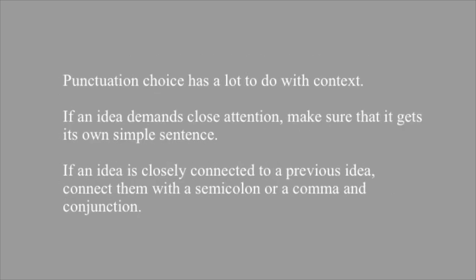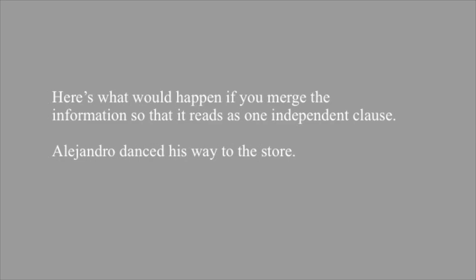The way you punctuate has a lot to do with context. If an idea demands close attention, make sure that it gets its own simple sentence. If an idea is closely connected to a previous idea, connect them with a semicolon or a comma and a conjunction. Here's what would happen if you merged the information in a previous sentence we've been looking at so that it read as one independent clause. Alejandro danced his way to the store. So that has been a look at comma splice, how to recognize them, and how to fix them.